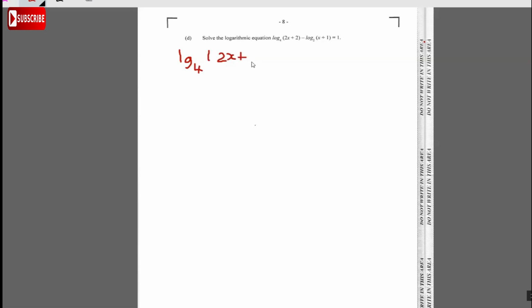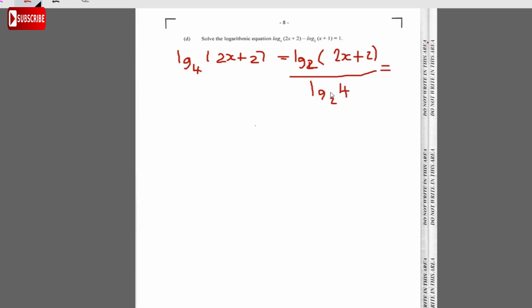Log to base 4 of 2x plus 2 is going to equal log to base 2 of 2x plus 2 over log to base 2 of 4. But log to base 2 of 4 works out to just be 2. So in the denominator, it's just 2. Now we're going to solve this question using this.